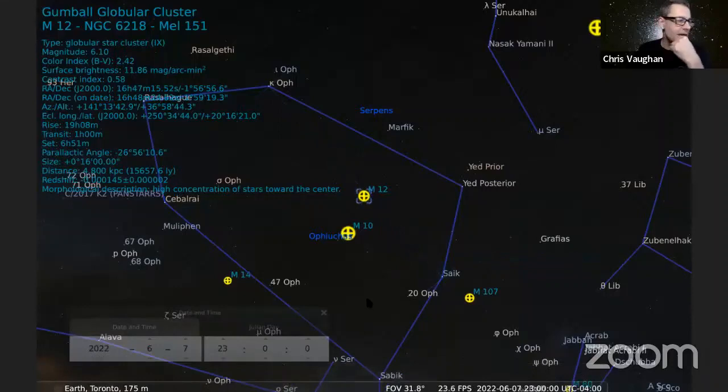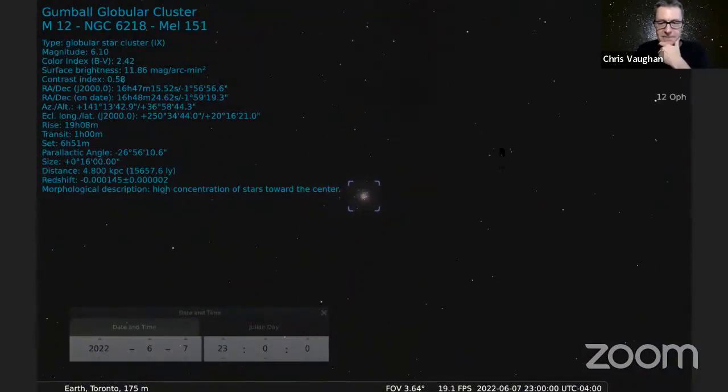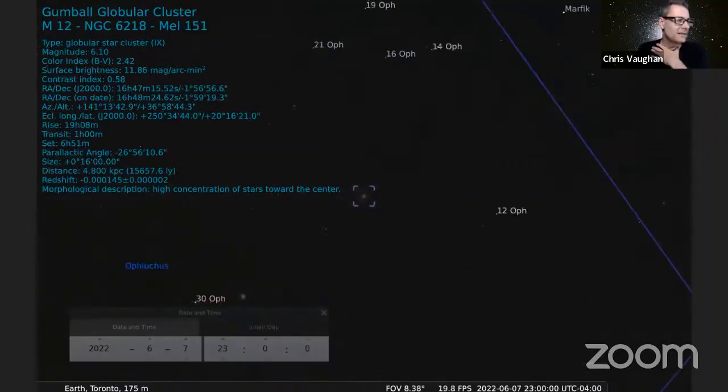Let's see what else to look at. If you're going to look at it, Stephen O'Meara claims that there's kind of a rocket ship-shaped asterism of stars nearby. I'm not sure what he means. Maybe he means this, but pay attention to that sort of thing when you're looking. All right, just a couple more here. M14 is up next.